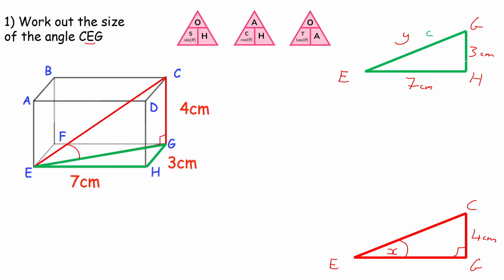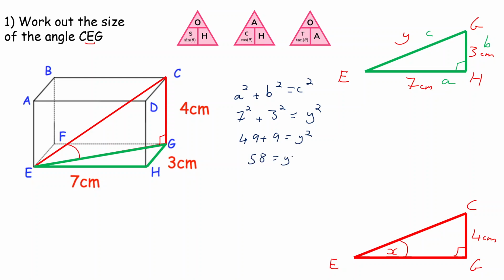So it's going to be labeling a triangle with Pythagoras. Longest side, which is C, opposite the right angle. 2 shorter sides, A and B. So it's going to be Pythagoras to begin with. So back to your A squared plus B squared is C squared. Where A is 7, so 7 squared plus B squared, well B is 3, so plus 3 squared equals C squared. I've called that missing side Y, so Y squared. So 49 plus 9 is equal to Y squared. So 58 is equal to Y squared. So Y is going to be equal to the root of 58. And Y is that side E to G. So let's make that really clear. Y is your side E to G.